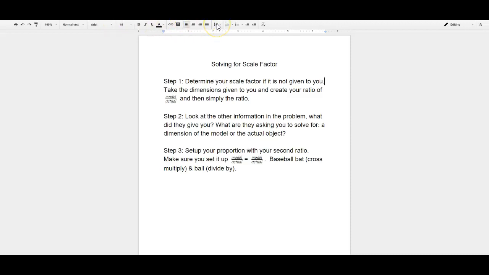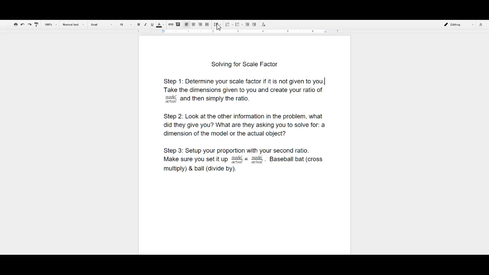Okay, before we get started, we're going to go back over the steps for solving for scale factor. Step one is determine your scale factor if it is not given to you. So that means they didn't give you the scale on a map, or they didn't just tell you that the scale factor is 1 centimeter for every 100 miles. If they didn't give that to you, they gave you a dimension of a model and they gave you a dimension of the actual object. You can take those two things and create your first ratio.